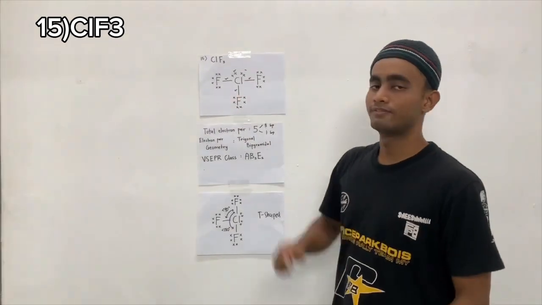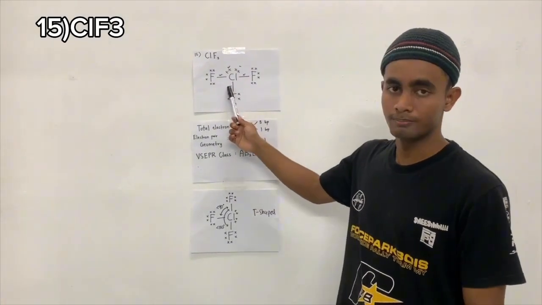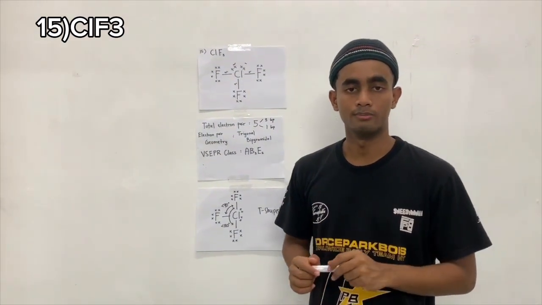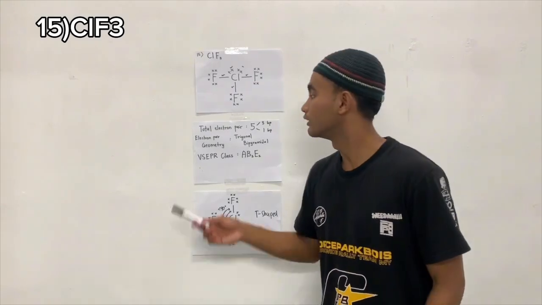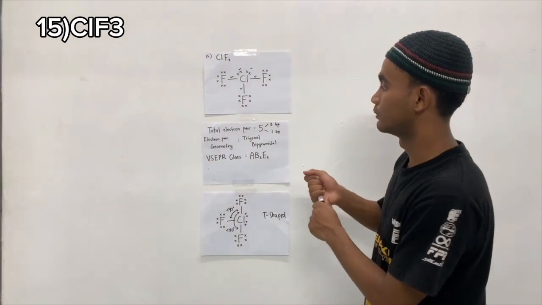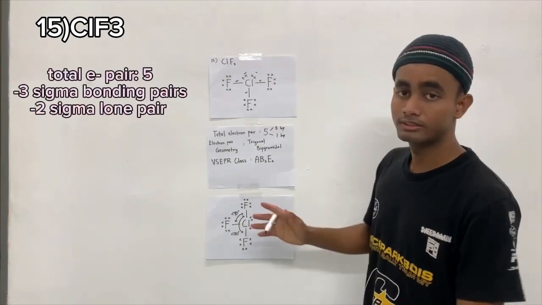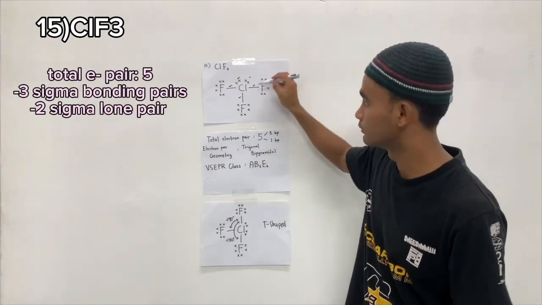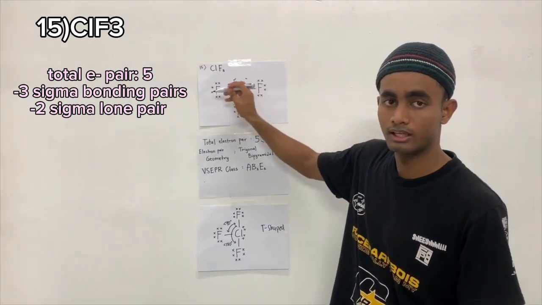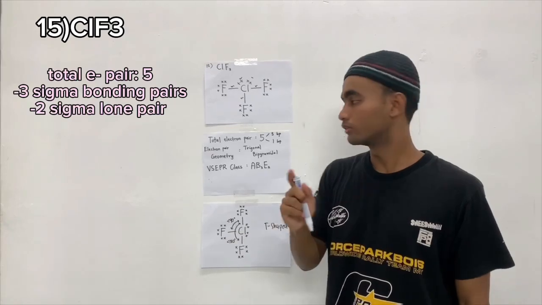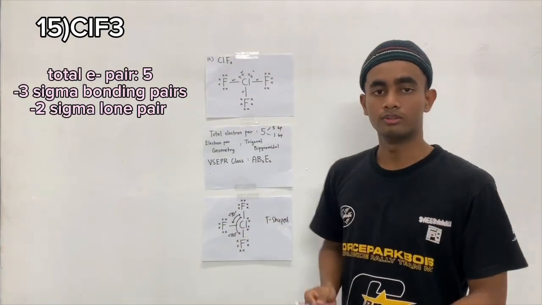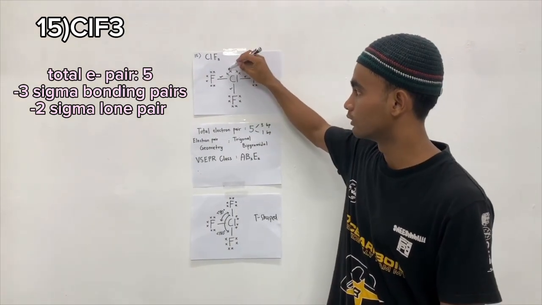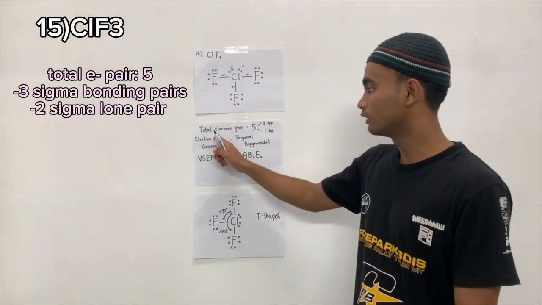For ClF3, we have put our Lewis structure and we need to find its molecular geometry. In order to find this molecular geometry, we need to find its total electron pairs, which from the Lewis structure we can get is a total of 5. Why is it 5? It is 5 because it consists of 3 sigma bonding pairs, which are between Cl-F, Cl-F, and Cl-F. Then we have a total of 2 lone pairs on the central atom, which is chlorine. So the total electron pair is 5.